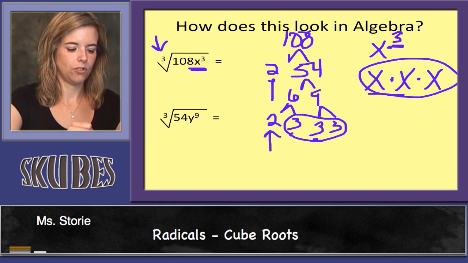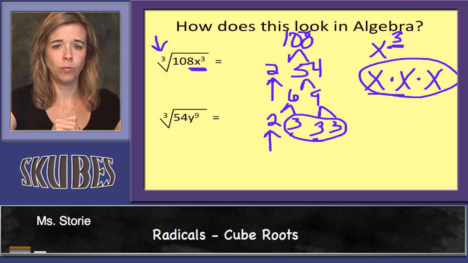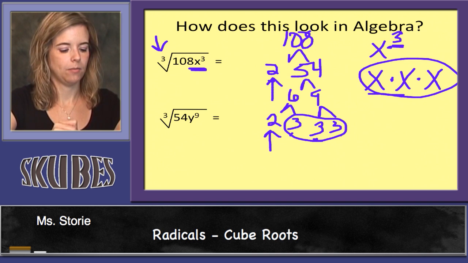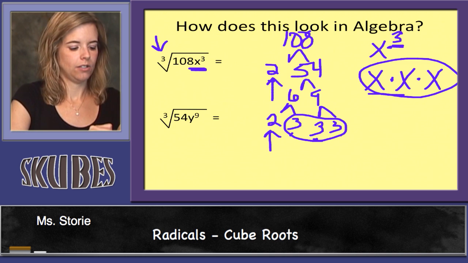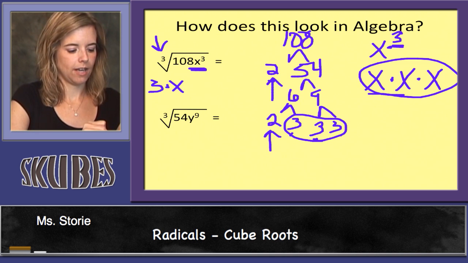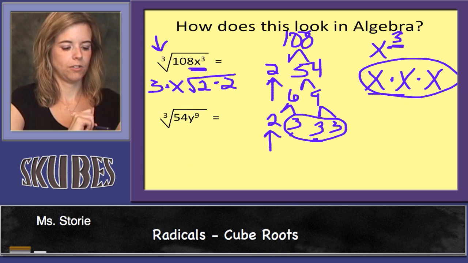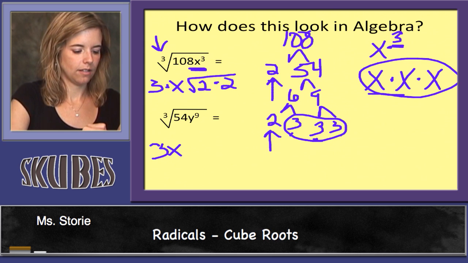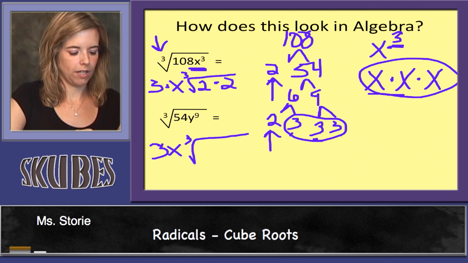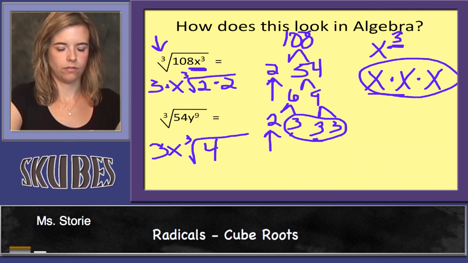However, I have 2 lonely 2s left over. If I had one more 2, I'd have another group. But since there's only 2 of them and I need 3, they can't come out. They have to stay under. So I have a group of 3s times x, and staying under the radical are my group of 2s, 2 times 2. And if we simplify that out, we've got 3x, and these are all index of 3. I've got my radicand, my index of 3, and then 2 times 2 is 4.